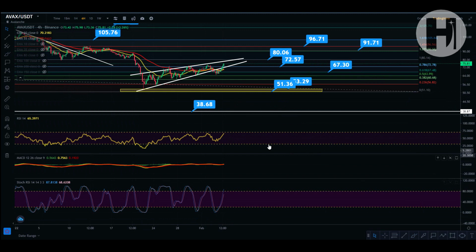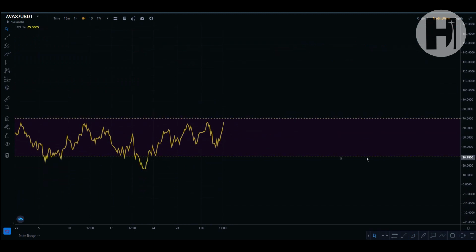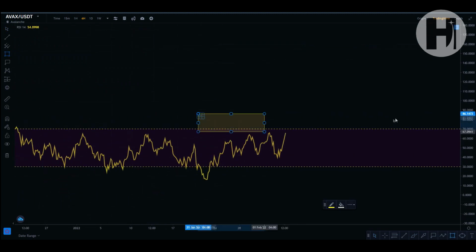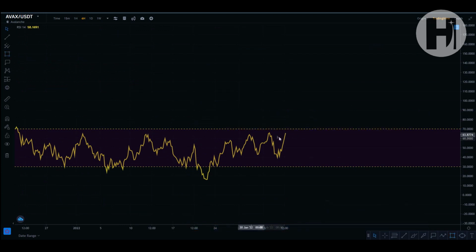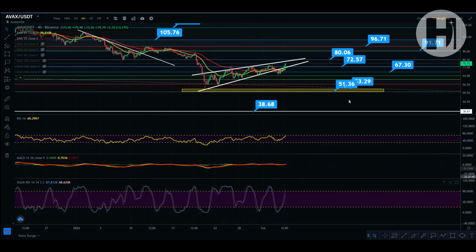If we jump into the RSI, we're approaching the overbought here. So once you get above the index of 70 on the 4-hourly chart, that would be a great take profit zone as well, because you're going to be overbought at that point. So yeah, that's pretty much it.